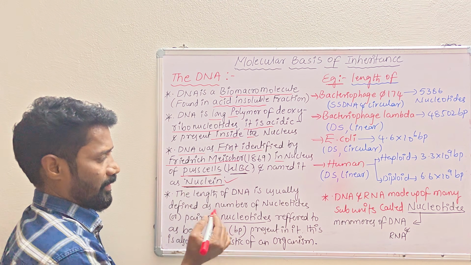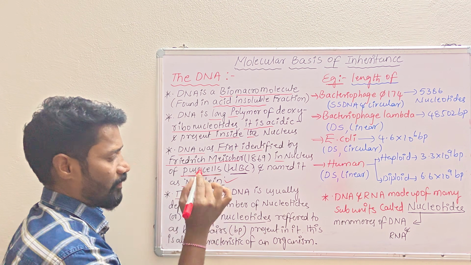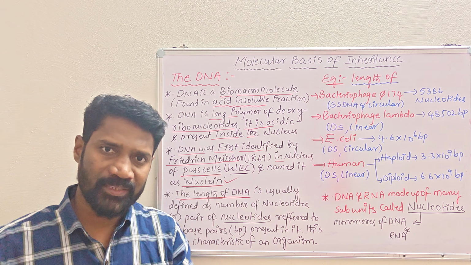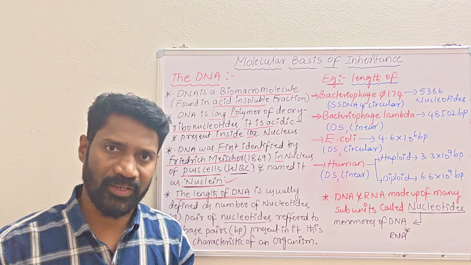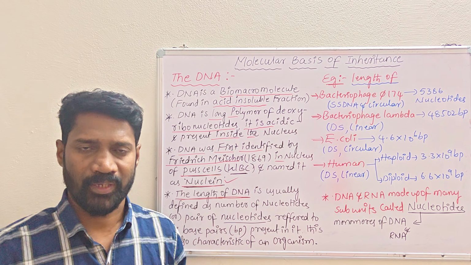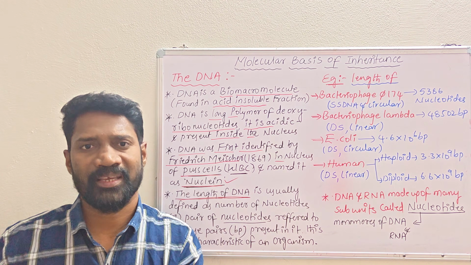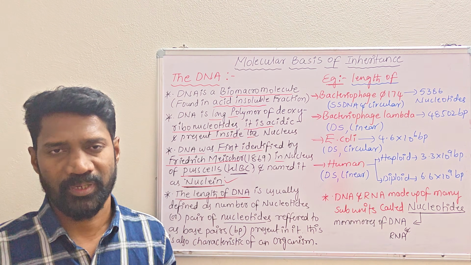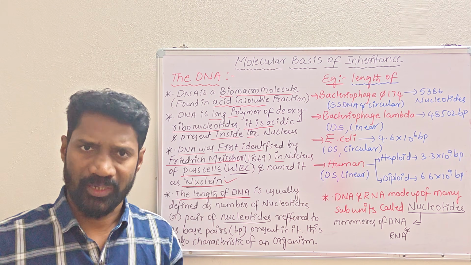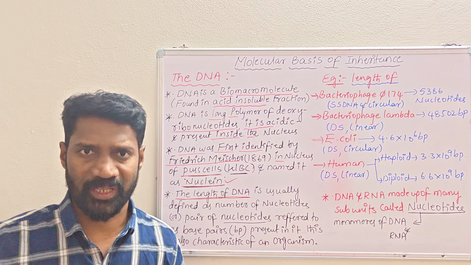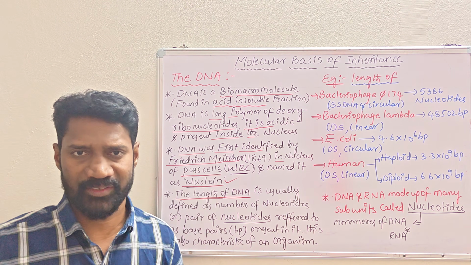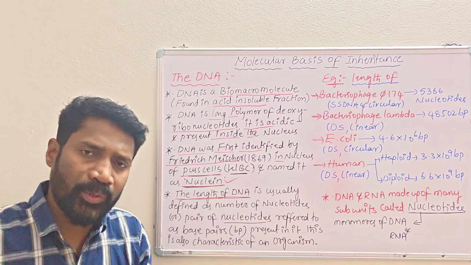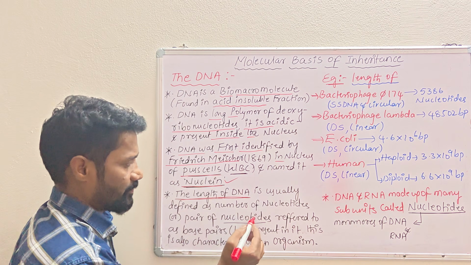Okay. Next, what about the length of the DNA? The length of the DNA is not the same in all living organisms. It is different. The length of the DNA is a characteristic feature of each living organism. The length of the DNA of human beings, of bacteria, and of viruses is not the same. It is different. Right. But how can you measure the length?